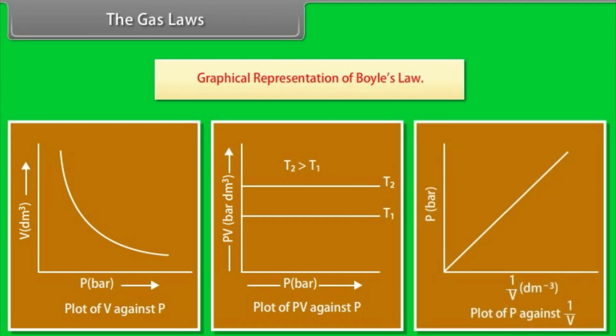It shows the variation of P against 1 by V. The straight line indicates that 1 by V regularly increases with the increase in P.